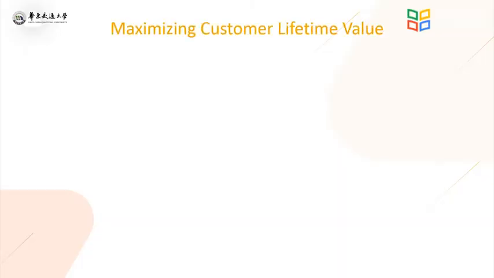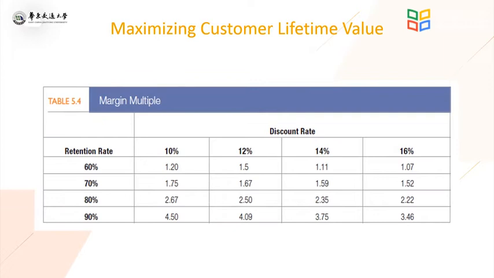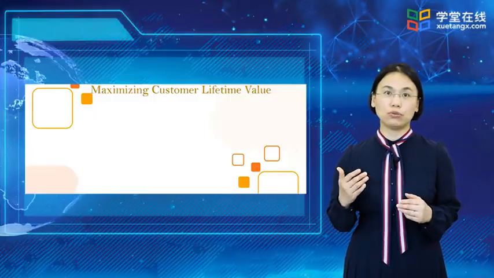Table 5.4 shows the margin multiple for various combinations of R and I, and a simple way to estimate CLV of a customer. When retention rate is 80% and discount rate is 12%, the margin multiple is about 2.5. Therefore, the future CLV of an existing customer in this scenario is simply his or her annual margin multiplied by 2.5.